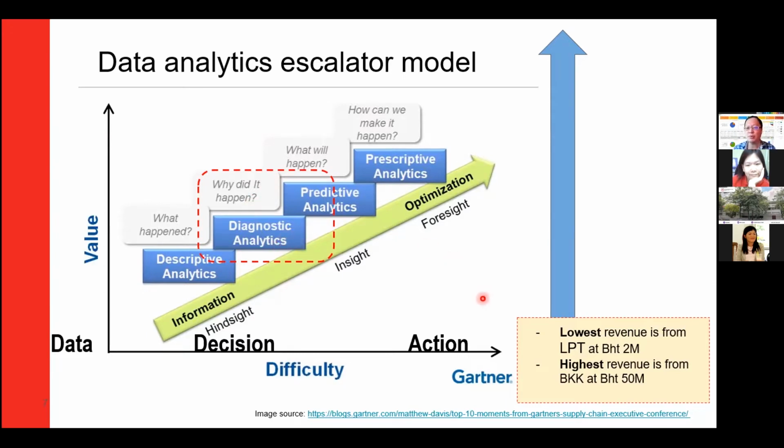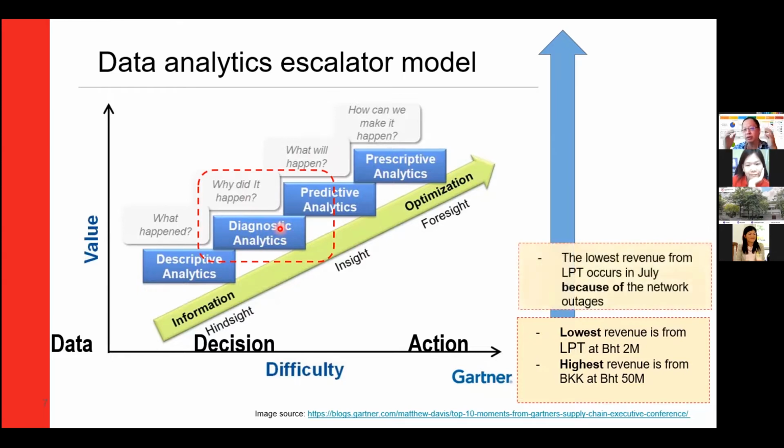So in this example, we already have a descriptive analytics result. Now we ask again, why did that happen? So we use another process to look into the data again, and we could find something like, oh, the lowest revenue is in Lampang because it happened only in July, and that's because there were some network outages. So there was some network problem. That's why we have the lowest revenue in Lampang, and that only happened in July.